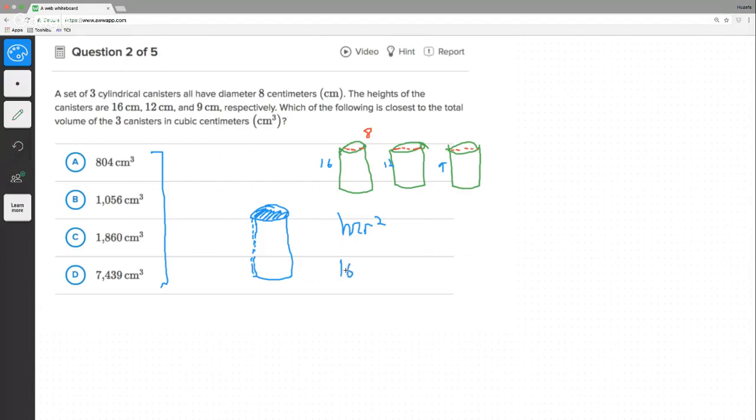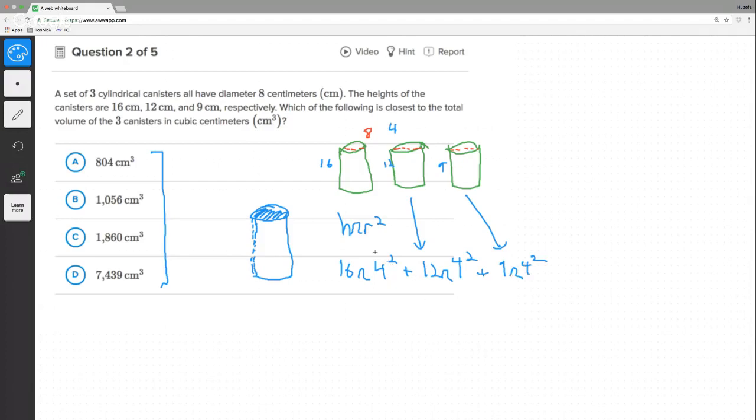Let's say 16 times pi, and then r squared. All of these is 4. The radius is half of the diameter. So 4 squared. This next one is going to be 12 pi 4 squared. And this next one is going to be 9 pi 4 squared. And we're just going to add them up because they want to know what's the total volume. We're going to add these guys.